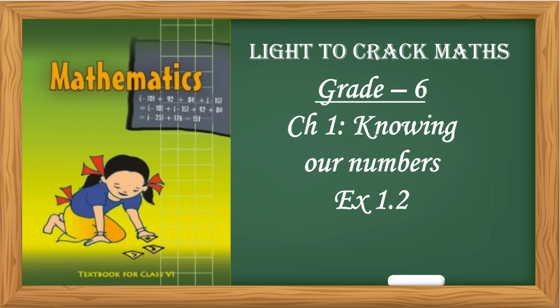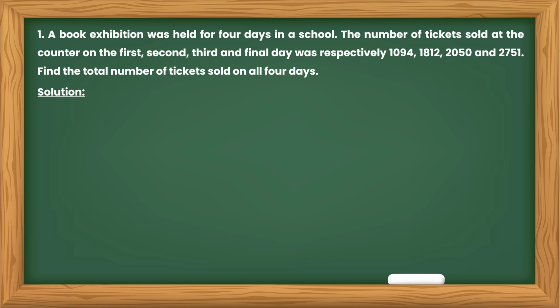So now let's move on to the first question of the exercise 1.2. A book exhibition was held for 4 days in a school. The number of tickets sold at the counter on the first, second, third and final day was respectively 1094, 1812, 2050 and 2751. Find the total number of tickets sold on all 4 days. So first let us write down all the information which has been given to us from the question.